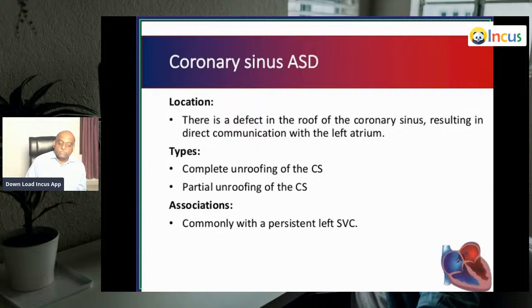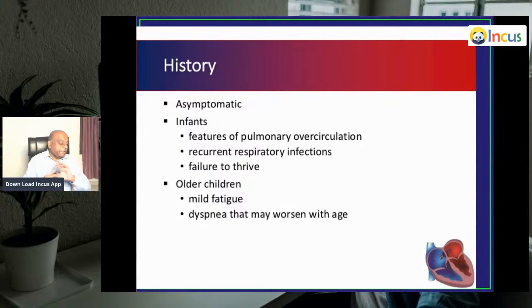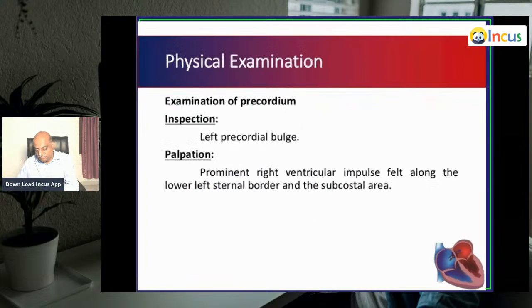Then most patients with ASD are asymptomatic. If they are infants, they have pulmonary overcirculation, recurrent respiratory infection, failure to thrive. Older people will develop fatigue, dyspnea. Then a left precordial bulge will be found with the ASD.